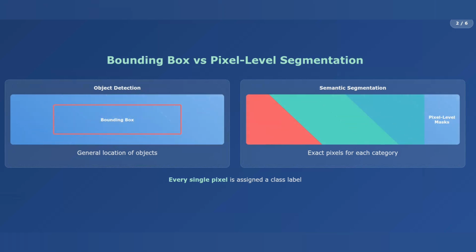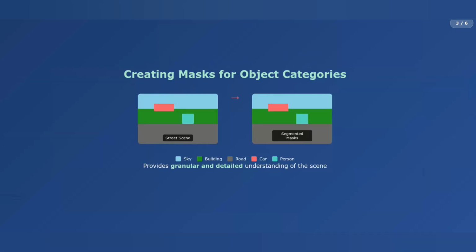Instead of just knowing there's a car in the image and its general location, semantic segmentation identifies which exact pixels belong to the car category, distinct from the road, sky, or other objects. Think of it as creating a mask for each object category in an image. If you have an image of a street, semantic segmentation might output masks for road, sidewalk, building, car, and person, with each pixel colored according to its category. This provides a very granular and detailed understanding of the scene.